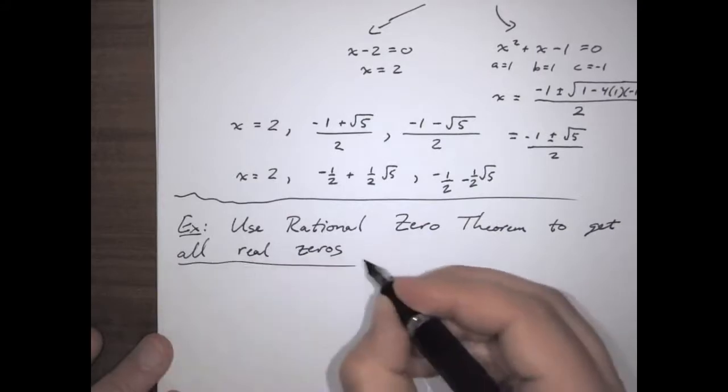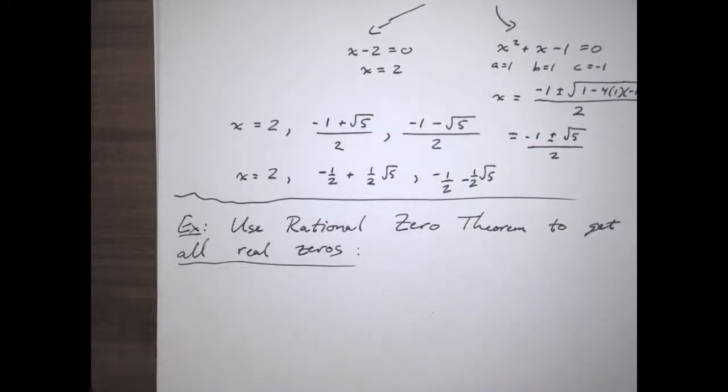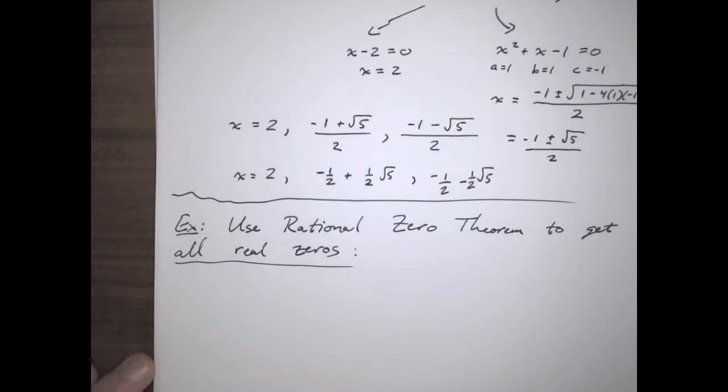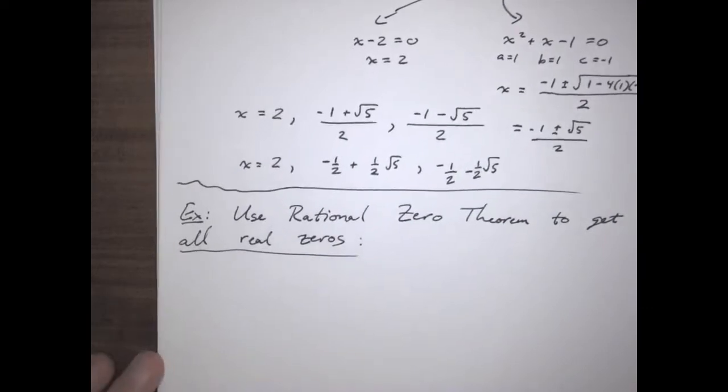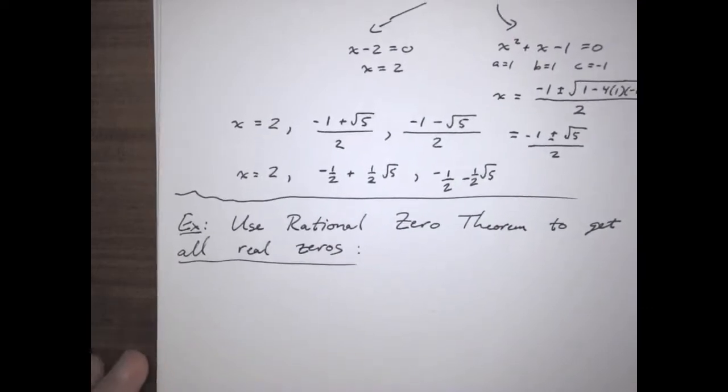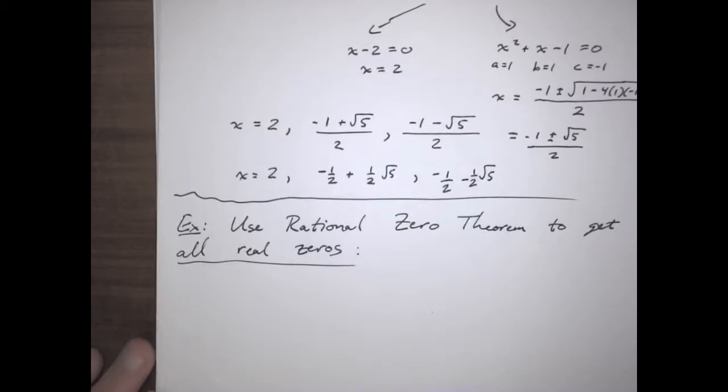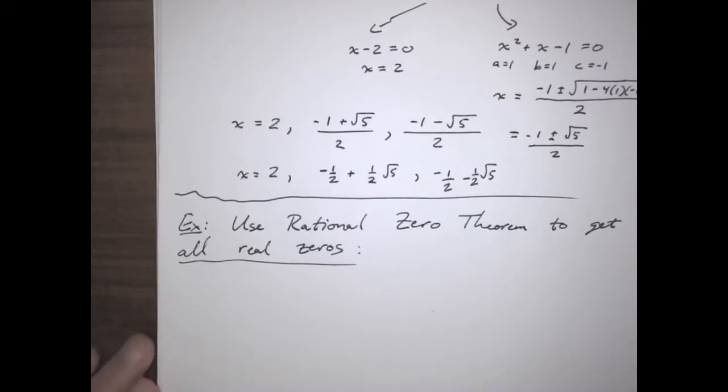Real zeros. So what that means is we are going to start by finding out what possible rational solutions there are, and then we're going to try to get to one. As soon as we can get one, then we'll be able to factor it out, and then we'll be able to proceed from there.